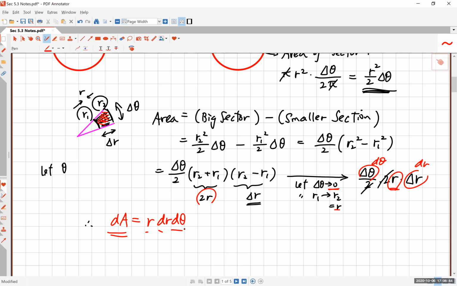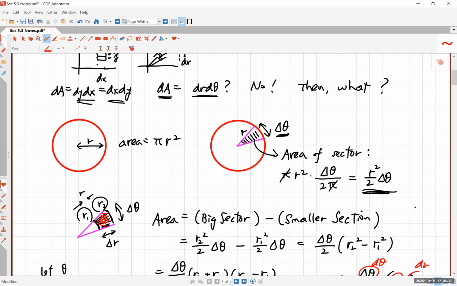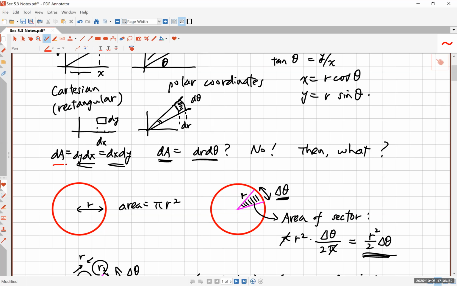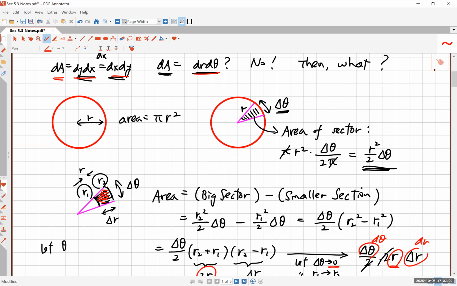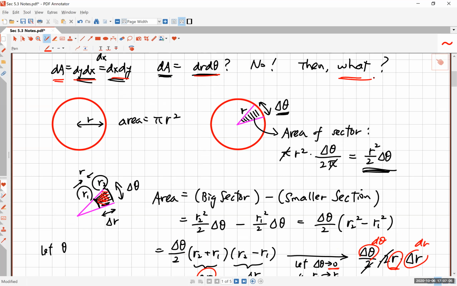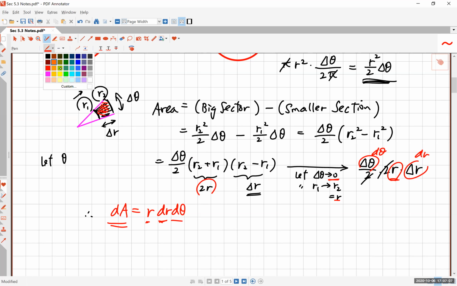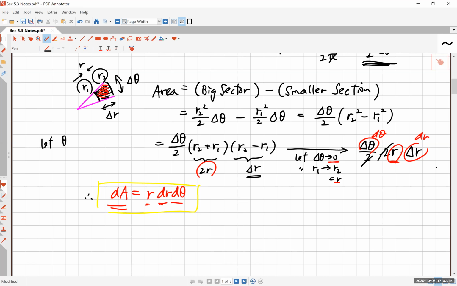So you have 3 things multiplied together, right? Now, originally I asked you if dA is just like in the Cartesian coordinate system, is dA simply dy dx or dx dy? And the answer is no, it's not dr d theta or d theta dr. So the question, what then is it? The answer is right here, okay? dA, that differential in polar coordinates, is going to be not just dr d theta, but add r to it. R dr d theta.